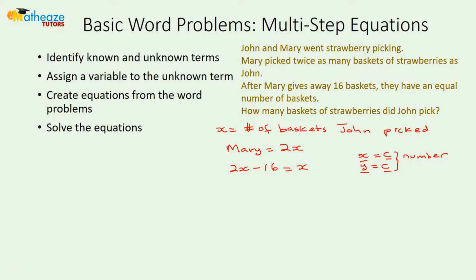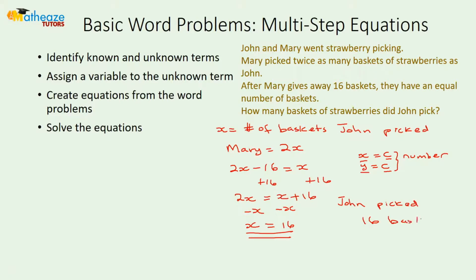Now let's do one thing here. We're going to add 16 to both sides because we want x equal to c. You could do it many ways here. So we have 2x equal to x plus 16. Now we can take out x from here. So x equal to 16. Therefore, John picked 16 baskets.